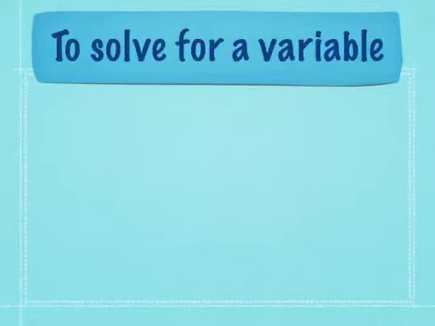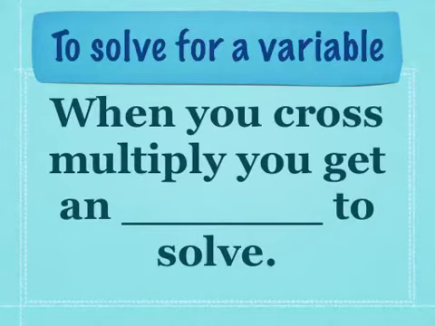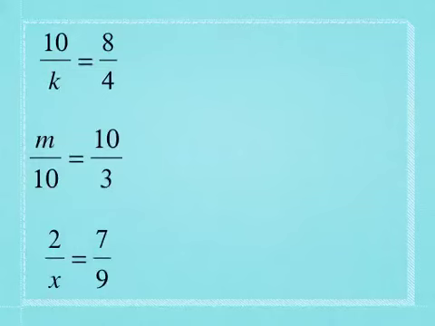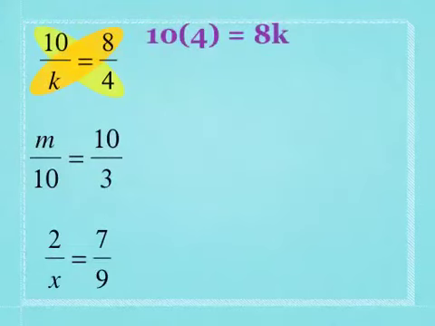To solve for a variable, when you cross multiply, you are going to get an equation that you're going to have to solve. So when I have a variable in my proportion, in this case I have 10 over k equals 8 over 4, I'm still going to cross multiply, so I'm still going to do 10 times 4 and set that equal to k times 8. Instead of saying k times 8, I'm going to go ahead and say 8k.